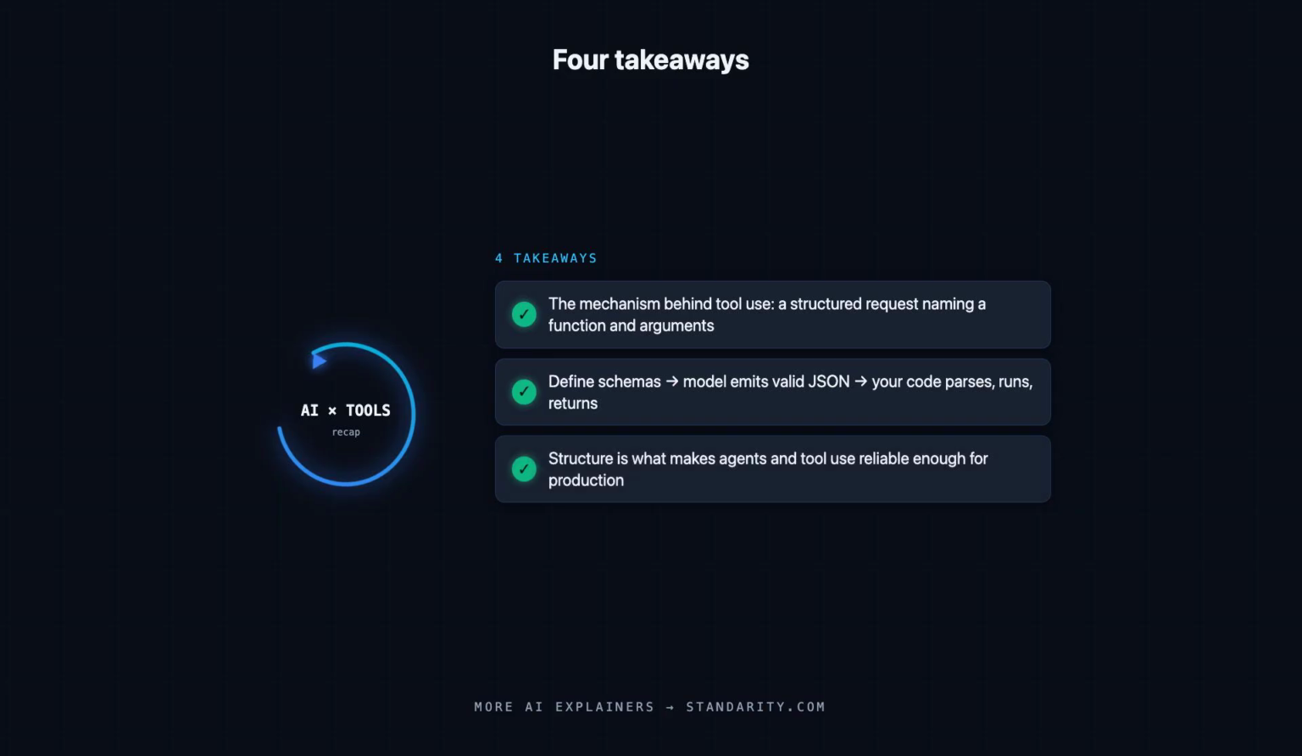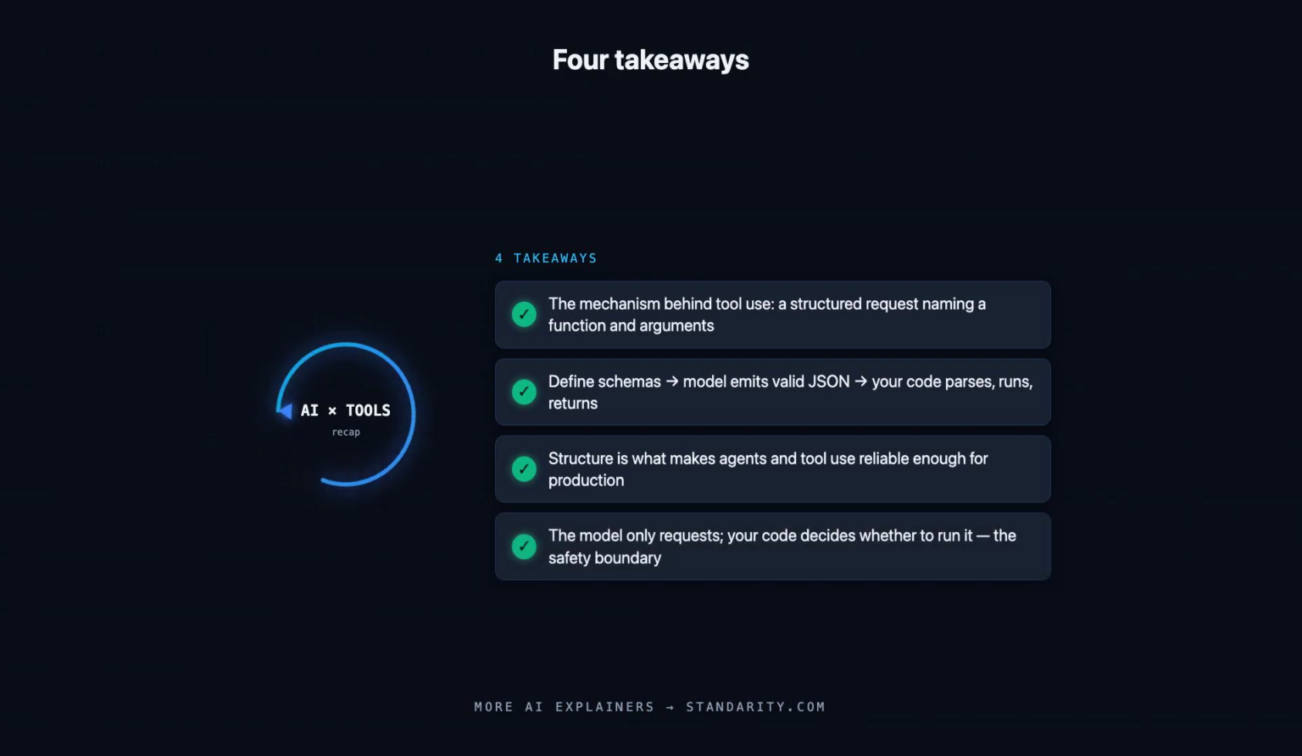It matters because that structure is what makes agents and tool use reliable enough for real production, removing the brittle guesswork of parsing freeform text and the retry loops that come with malformed output. And crucially, the model only produces the request while your code decides whether to run it, so clear schemas and validation are everything.